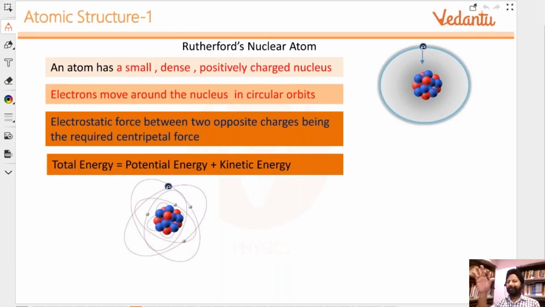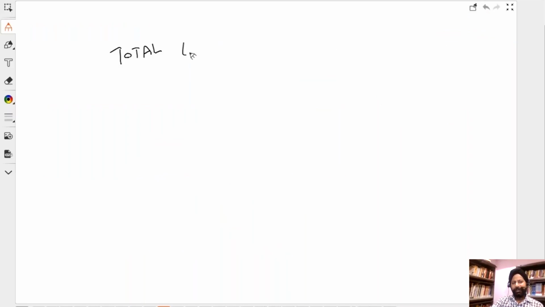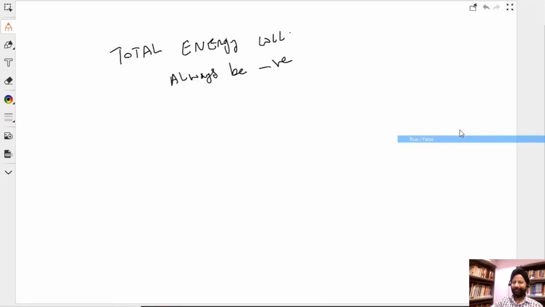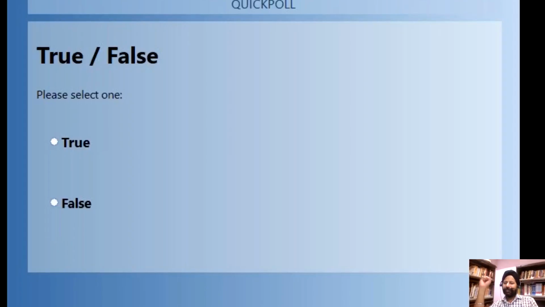Now, can anybody tell me, okay, let me write a question and then ask you. So total energy will always be negative. So give me the answer. Is this a true statement or is it a false statement? The statement here is the total energy of the electron will always be negative. That's a statement I'm making. Is it true or is it false?